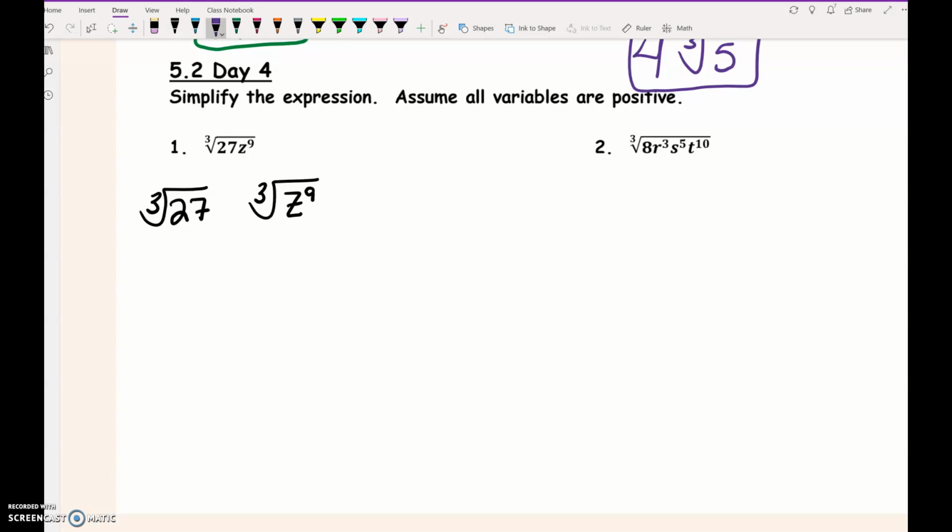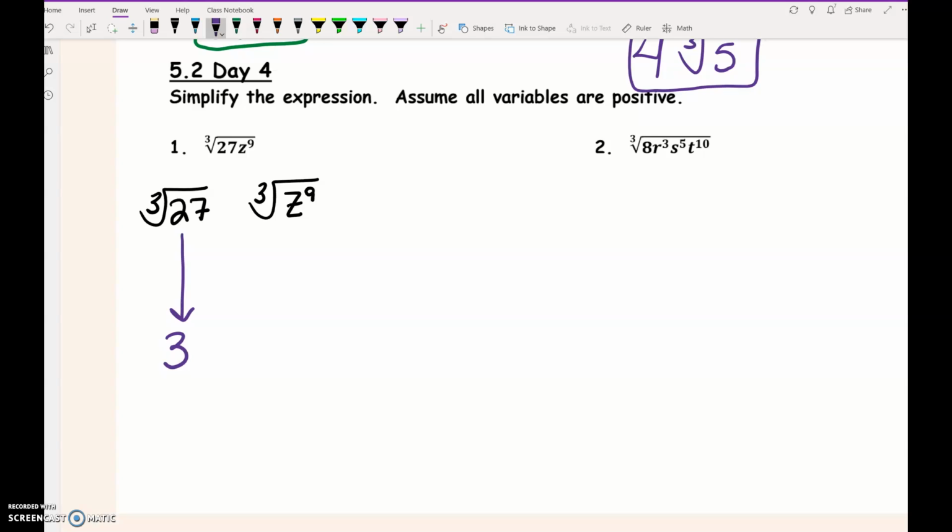Okay, third root of 27, we can use our perfects chart for that. It's either on the chart or we can simplify it using the chart. So what is the third root of 27? 3. The third root of z to the ninth.